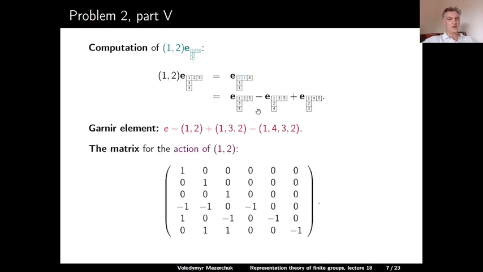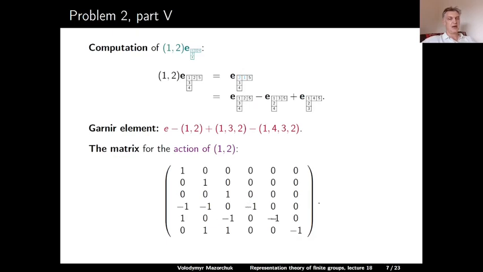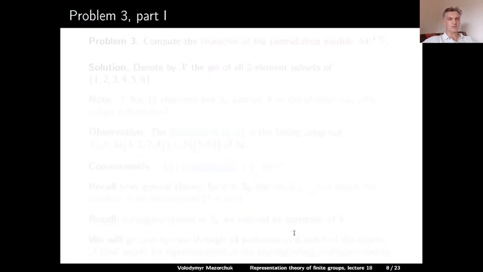So now we can write down the matrix of the action of (1 2). So we just computed the action of the transposition (1 2) on the first three basis elements, so the corresponding columns just contain the coefficients which we got in this computation. In the last three basis elements, 1 and 2 are in the same column, so the application of (1 2) just changes the sign, which gives us simply minus 1s on the diagonal for the last three columns. So this solves problem 2.